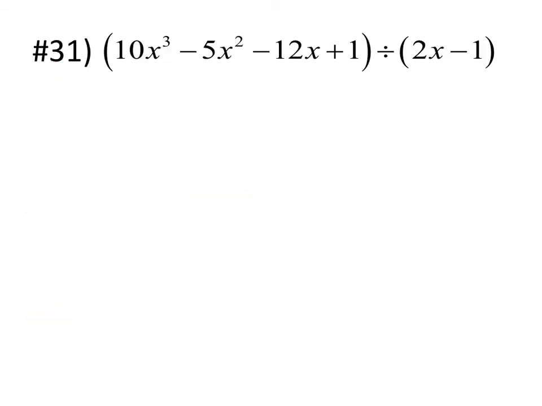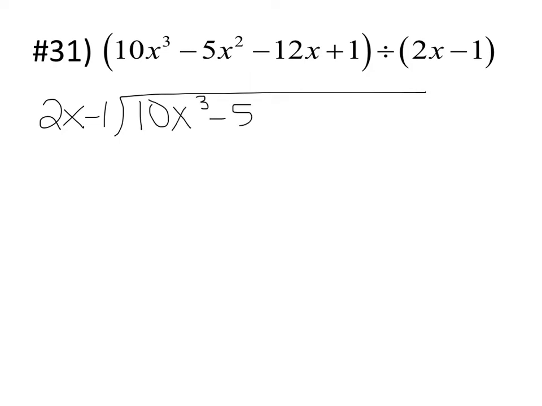Okay, so because we are dividing by 2x minus 1, and there is a coefficient in front of the x, you must use long division on this problem. That's your only option. So you have 2x minus 1 divided by 10x cubed minus 5x squared minus 12x plus 1. And before I wrote that, I checked to make sure I went down by 1. X cubed, x squared, x, and then 0. So you're good.